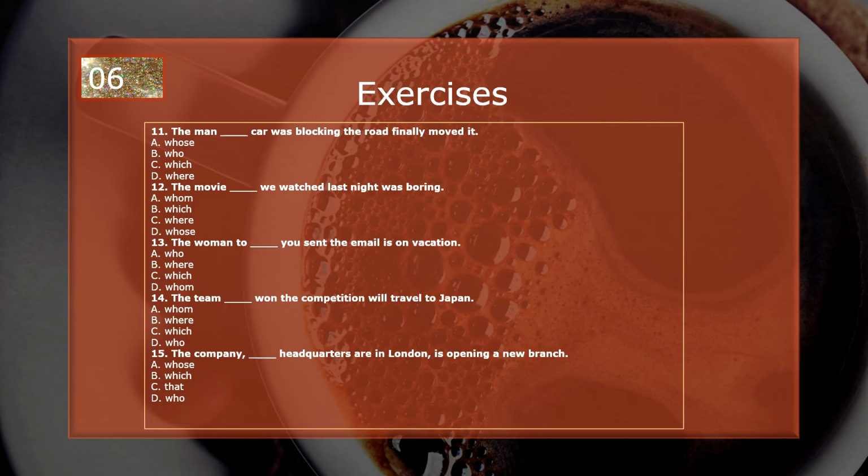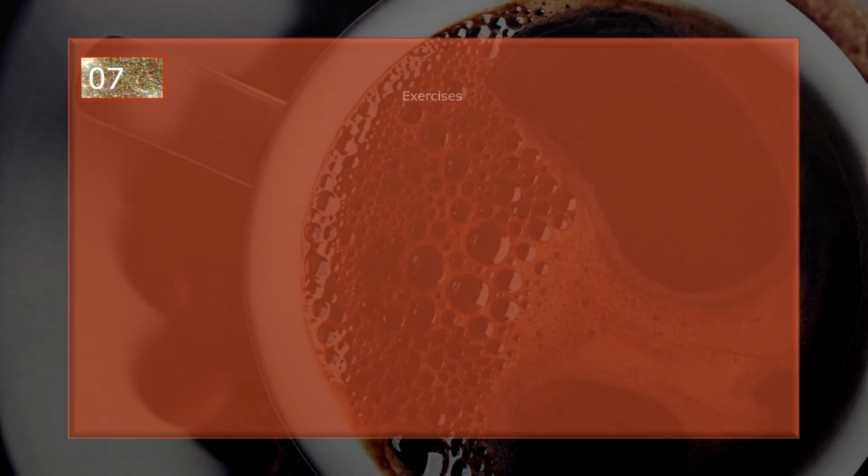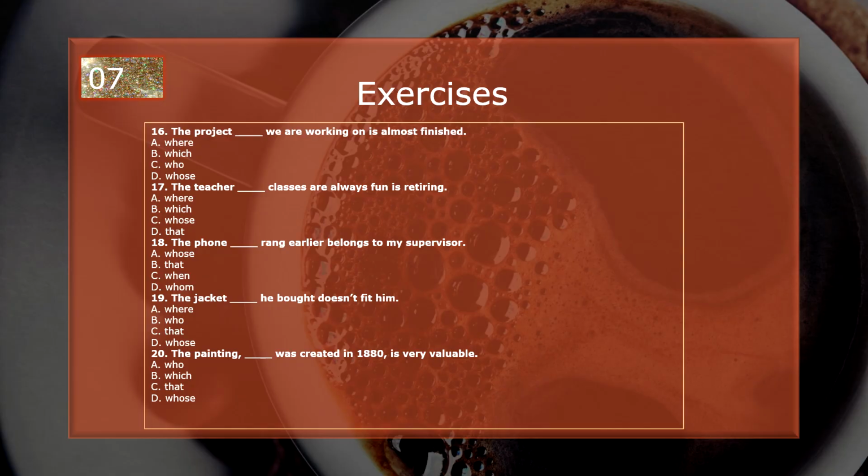Next one: the company, whose or which or that or who, headquarters are in London is opening a new branch. Next question: the project, where or which or who or whose, we are working on is almost finished. Next one: the teacher, where or which or whose or that, classes are always fun is retiring. Next one: the phone, whose or that or when or whom, rang earlier belongs to my supervisor.